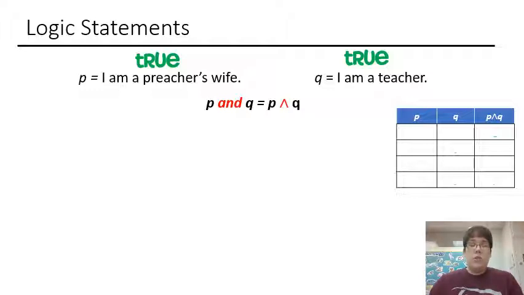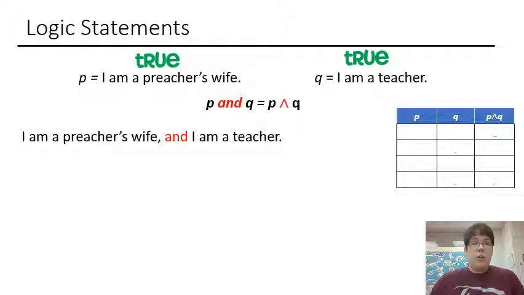So let's construct this truth table, and there are actually 4 different ways that we can look at a combination of P and Q. So the first one is to just put them together and say, I am a preacher's wife and I am a teacher. Well, both of those statements are true, which means that when you combine them, you get a true statement. So we can add the truths to our truth table. So both P and Q are true, which means P and Q is true.